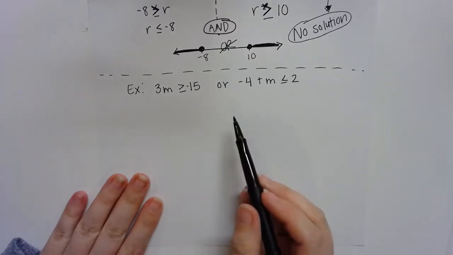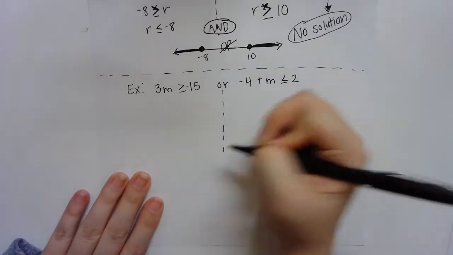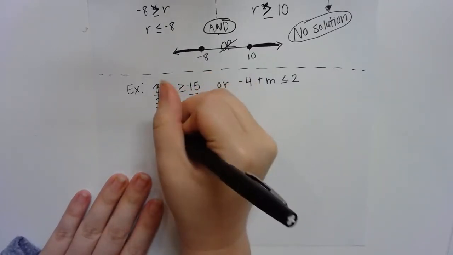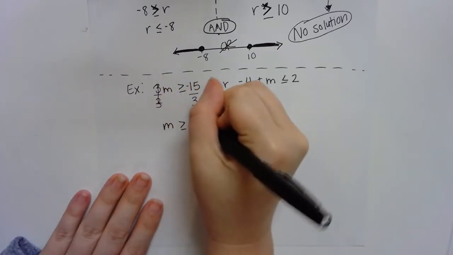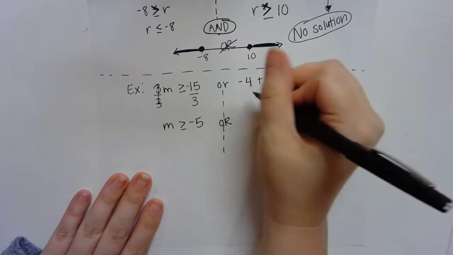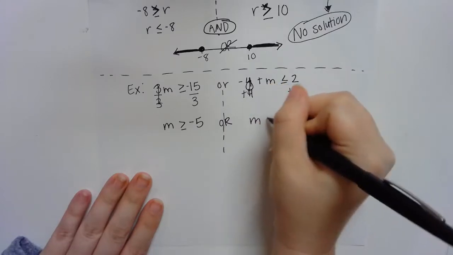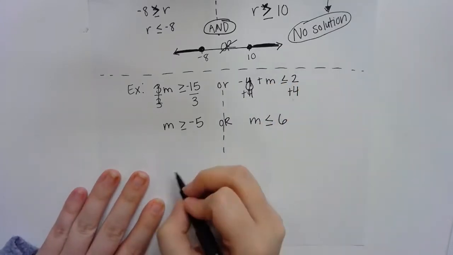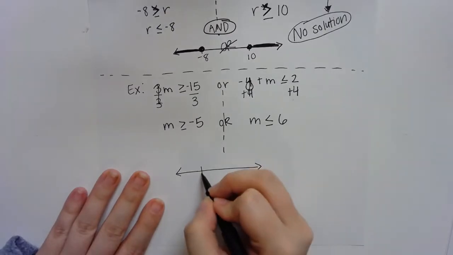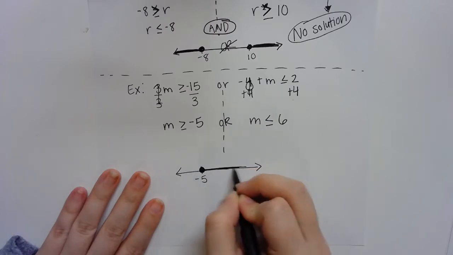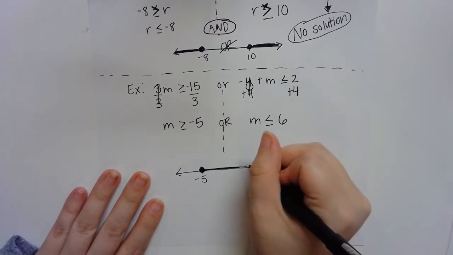However, let's look at one that starts off as an "or." If I were to take this one and solve it, remember with an "or" inequality, we simply solve both sides because it's already separated for us. So I divide by 3, divide by 3. So I have m is greater than or equal to negative 5, or add 4, so m is less than or equal to 6. If I were to graph this one, I have negative 5, closed circle, shade to the right, and then I have 6, closed circle, shade to the left.